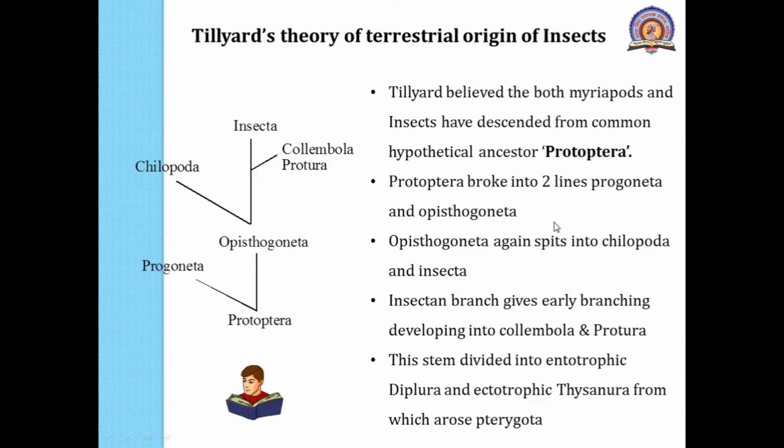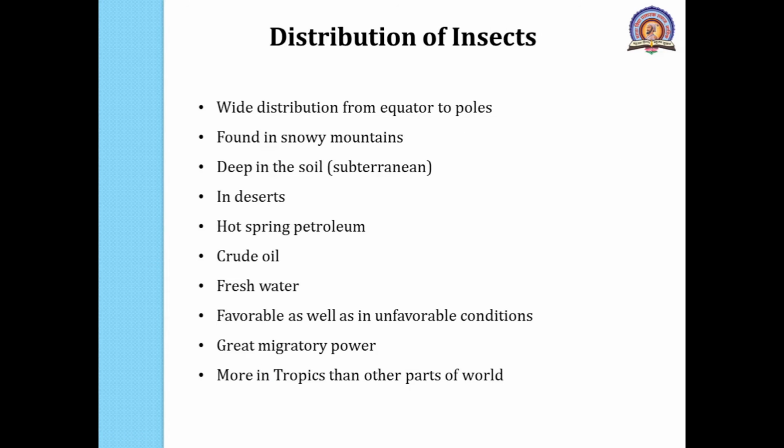So by discussing all these theories, we can say the myriapods seem to be the closest group to the insects, and probably the Symphyla share more characteristic features, and they have developed from obviously myriapod-like ancestors, which are referred to as the Protoptera. So this is about the origin of the insects. The next one is the distribution of insects.